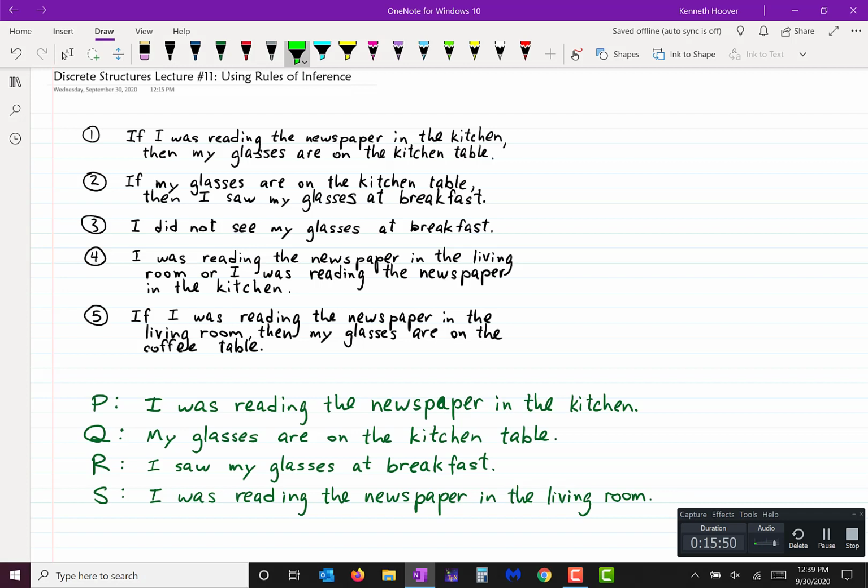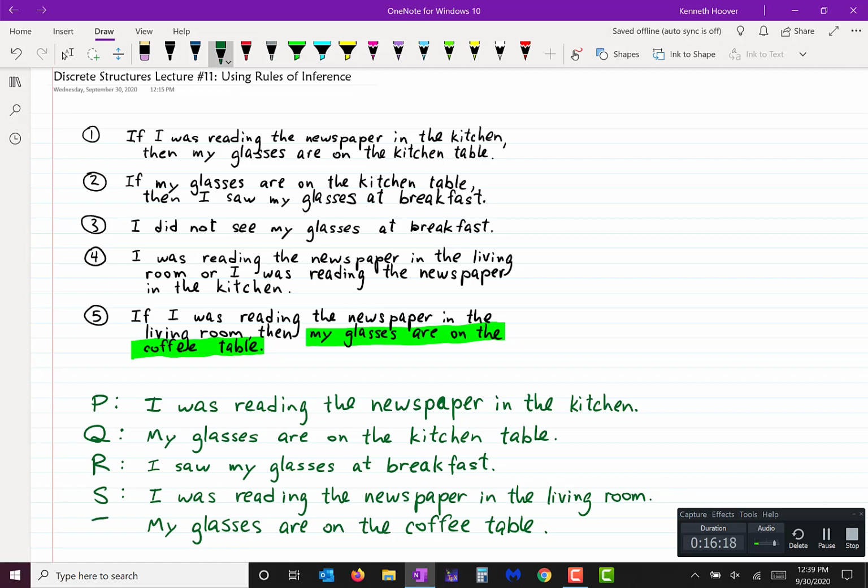Oh, here's a new simple statement that we haven't written in green yet. So let's write that one. My glasses are on the coffee table. Let's call that statement T.